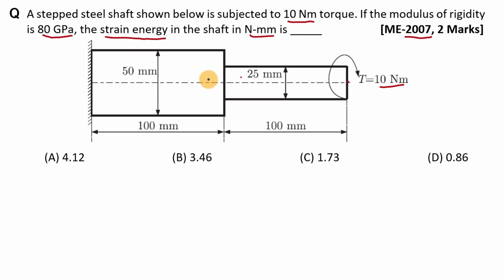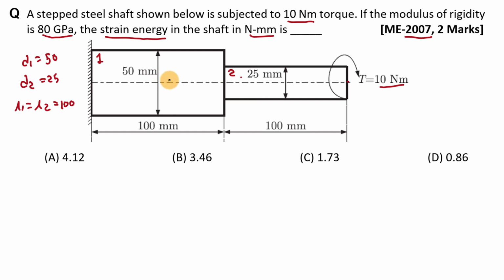Here diameter of this shaft is given. Let's say this shaft is shaft 1 and this shaft is shaft 2. So here diameter of shaft 1, D1, is equal to 50 mm and D2 is equal to 25 mm. Here length of both the shafts is also given. L1 is equal to L2 is equal to 100 mm, right?